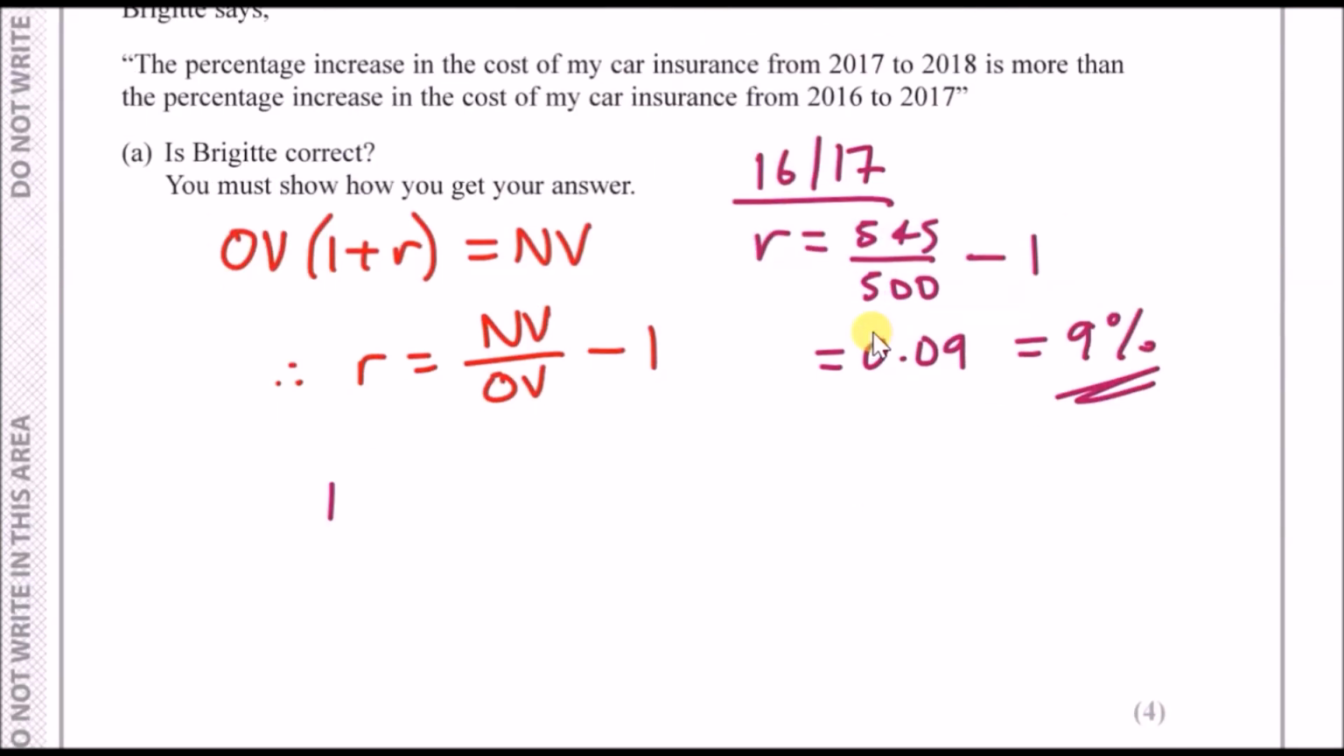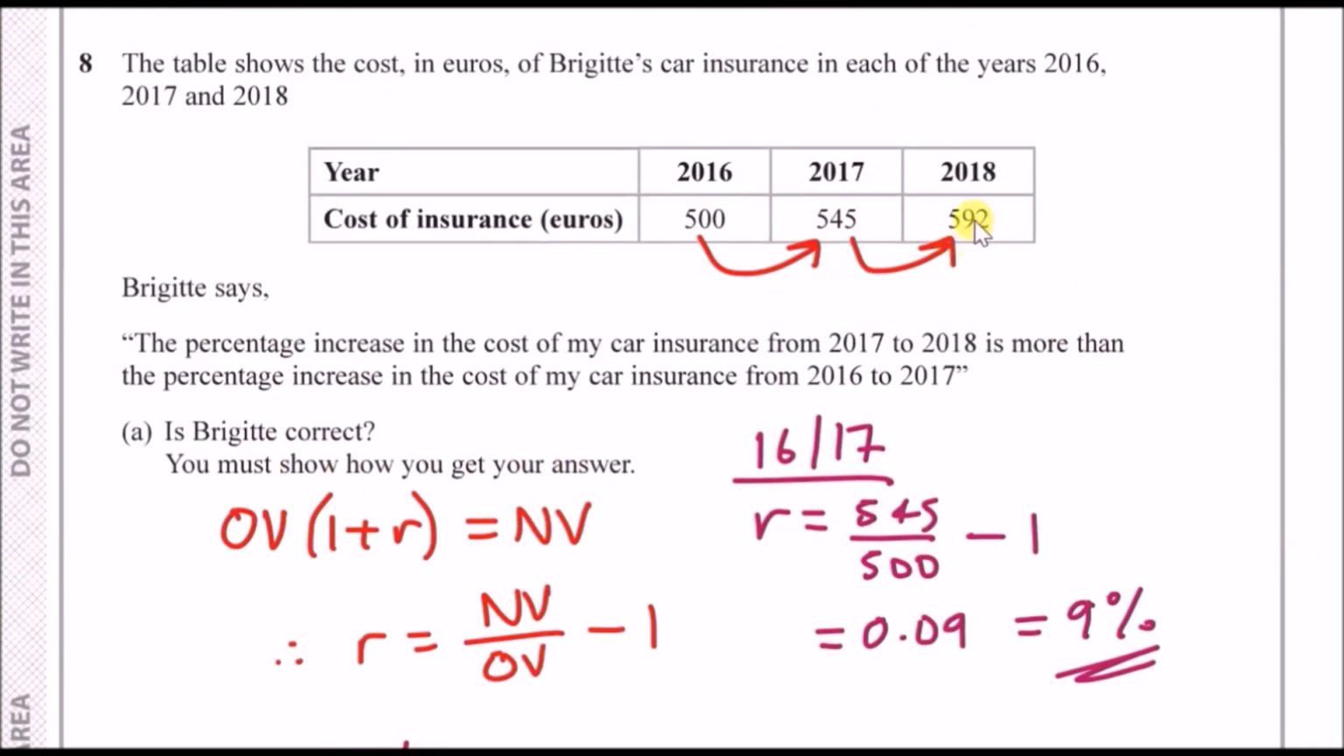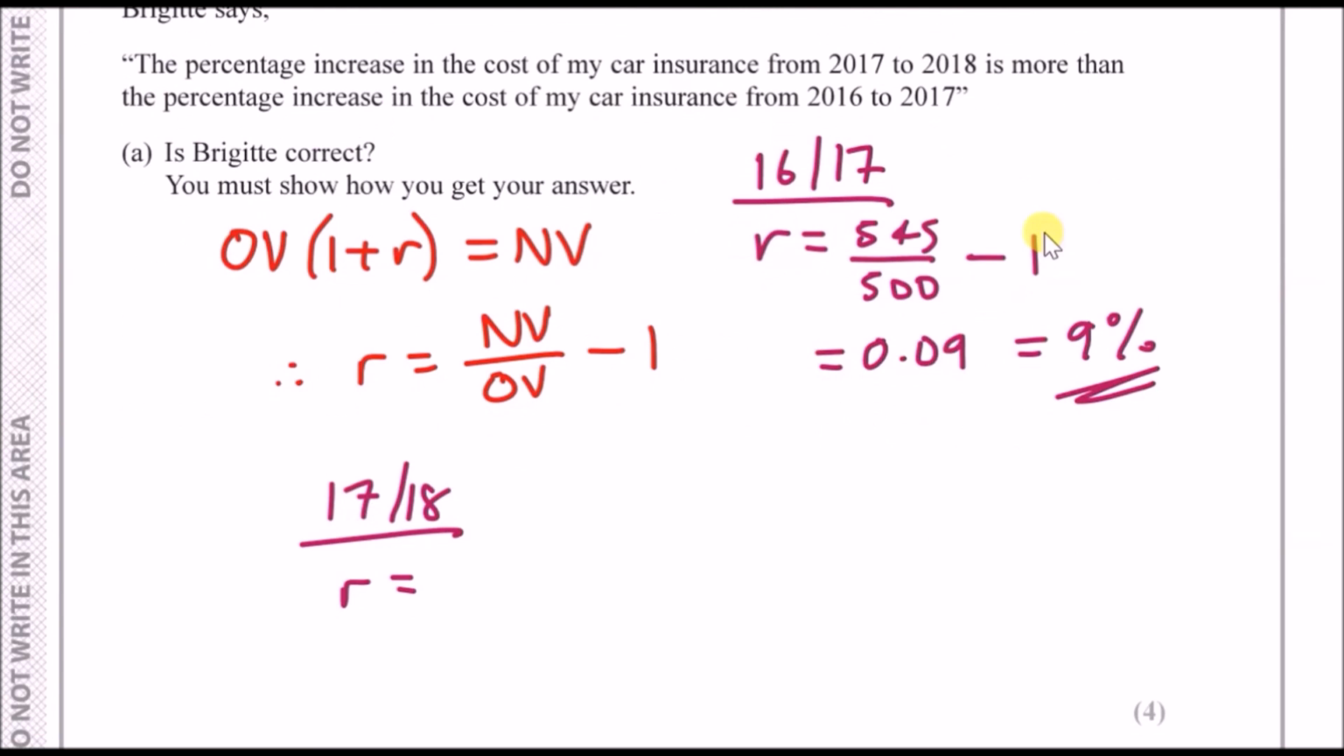So between 17 to 18, yeah? In this case, we now have a new value of 592 over the old value of 545. So we say 592 divided by 545, subtract that by 1, guys, and you should get a decimal answer of roughly 0.086. And again, switch that to percentage, times it by 100, you should get 8.6%.